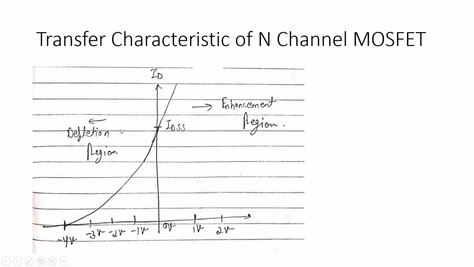This is the depletion region. This is the enhancement region. Enhancement region means when VGS is positive. Depletion region means when VGS is negative.